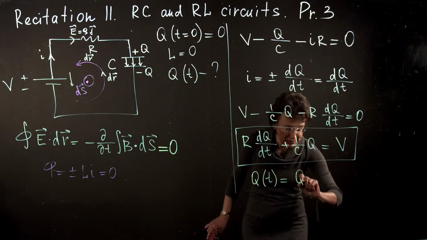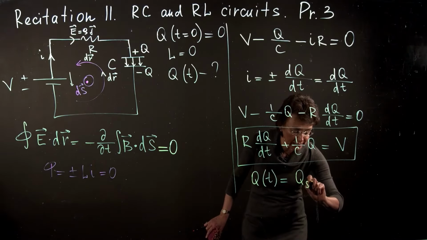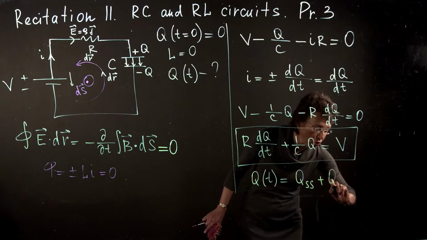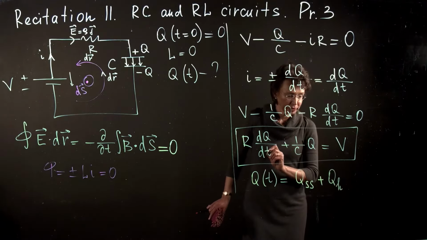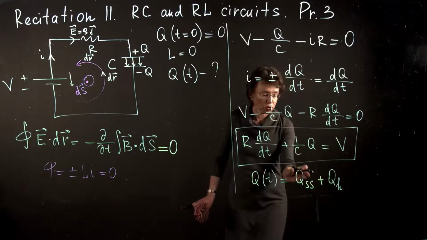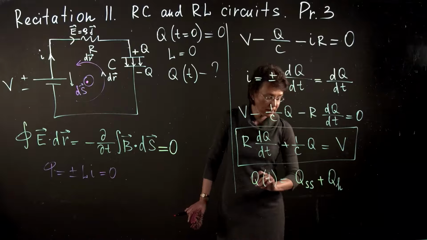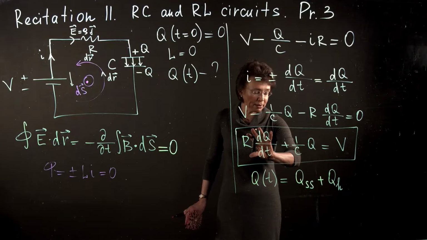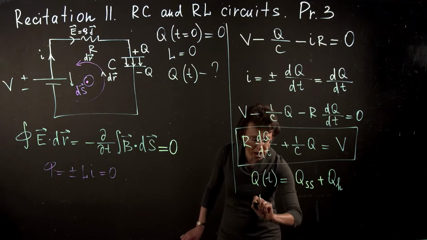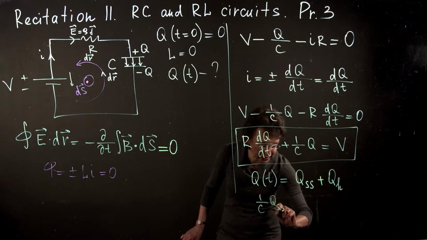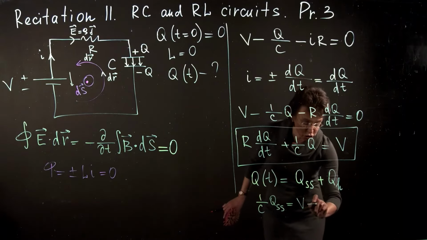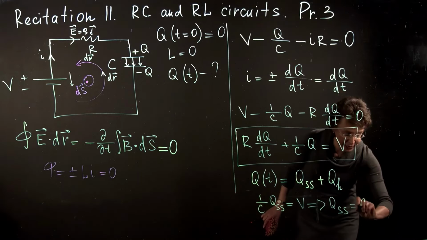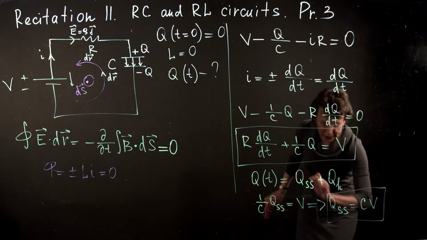One is some particular solution that I will choose as steady state. So Q steady state plus Q homogeneous. Homogeneous means that right-hand side is 0. So first of all, let's find Q steady state. For steady state, time derivative is 0, no time-dependent processes. So I have 1 over C Q steady state is equal to V, which means that Q steady state is equal to C times V. We found Q steady state.